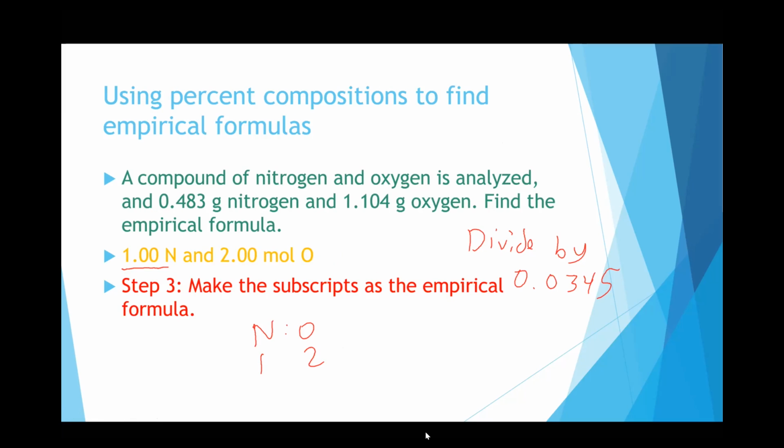Whoopsie, sorry. Let me annotate. So then our answer is, we just use these numbers as subscripts. So NO2, and that's our final answer. So by knowing how many grams of nitrogen and oxygen, we could find the empirical formula.